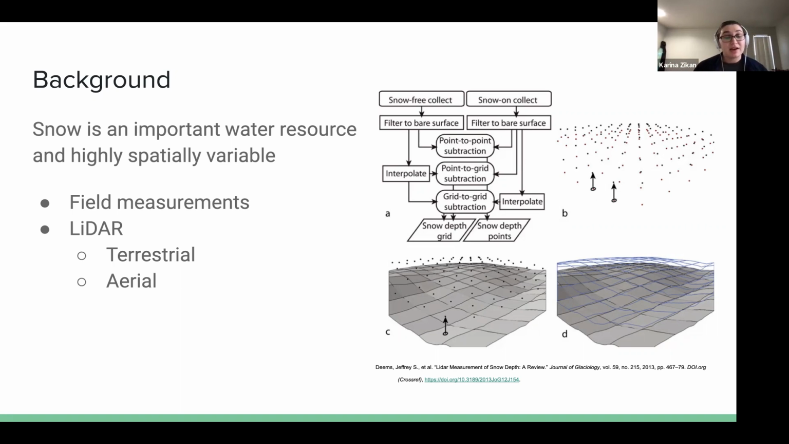And we're hoping that ICESat-2 can be a new source of this snow depth data. While the terrestrial and aerial methods really expand the amount of terrain we're able to look at, it's still restricted in how far we can look. And ICESat-2 is all over, which is awesome.